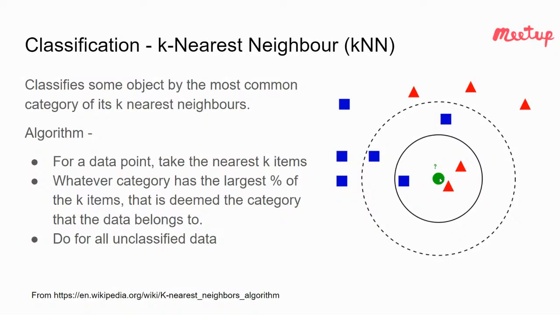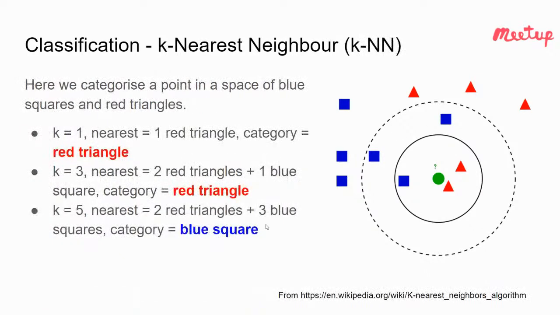If you say that you want k to be equal to 3, which is what this is about, then it's still a red triangle because there are 2 red triangles and 1 blue square. But if you want k equals 5, then you have 3 blue squares and 2 red triangles. So this is now a blue square. And then you do this for all the data you want to classify. This describes what I've shown you. K equals 1, you get a red triangle. K equals 3, you get another red triangle. K equals 5, it gets assigned to blue square.